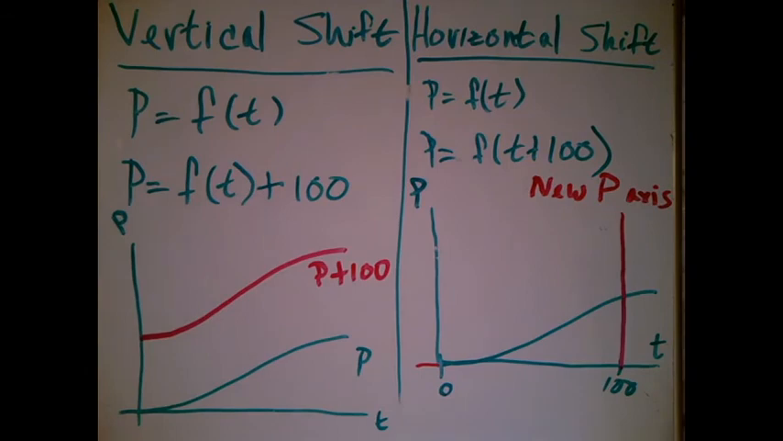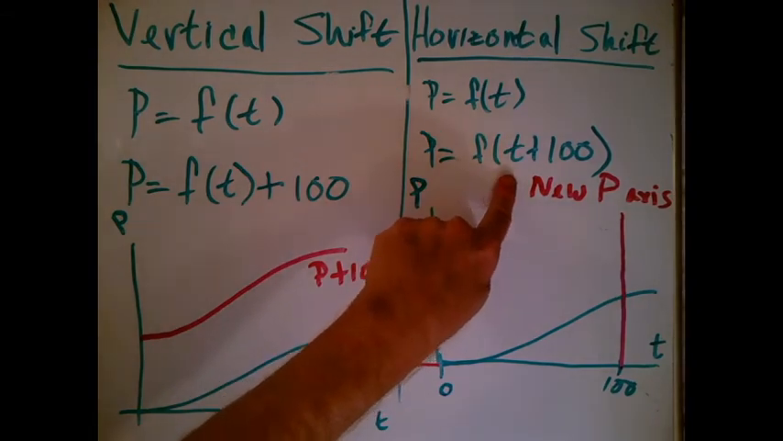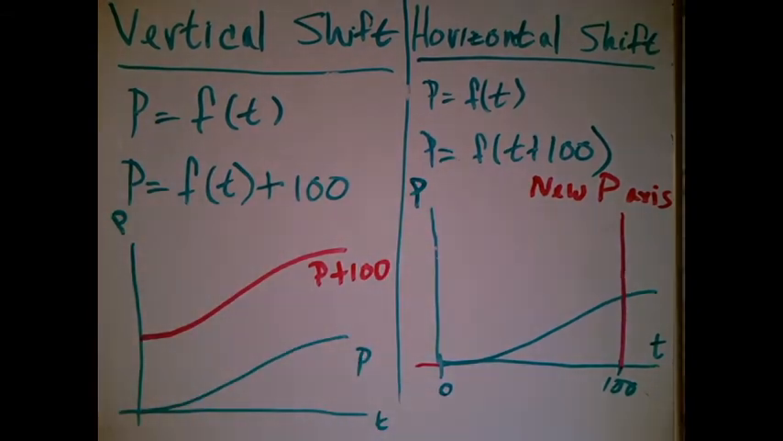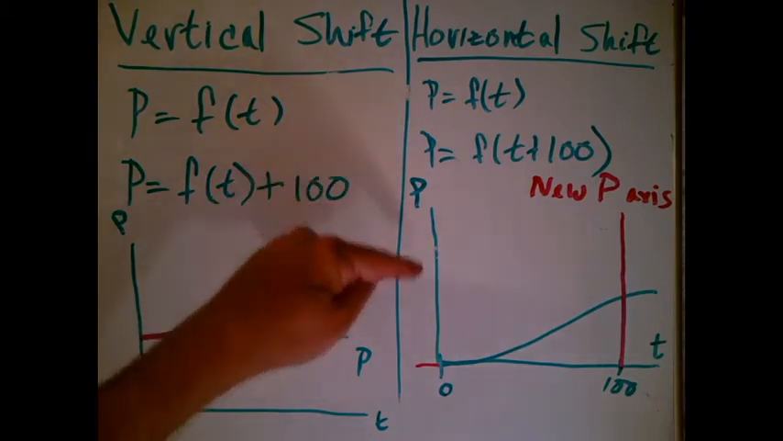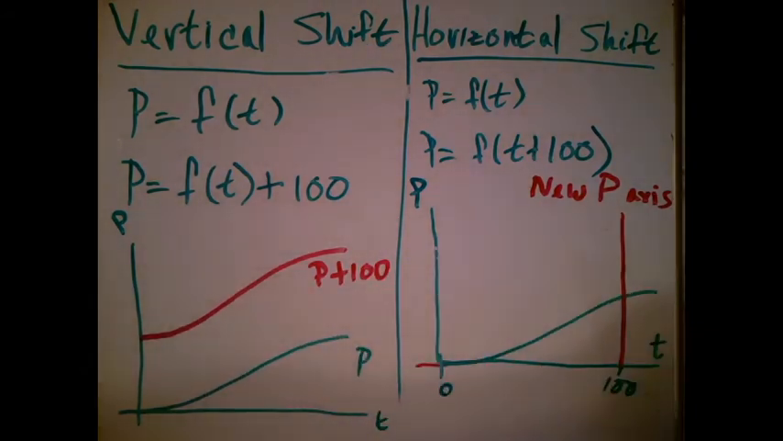Now, how am I supposed to do that? Well, you can see here that I left the graph alone, and I'm supposed to take the t-axis and move it to the right 100 units. Well, how do I show that? When I move the t-axis to the right, the p-axis, which is just like a flag, is going to move along with it 100 units to the right.